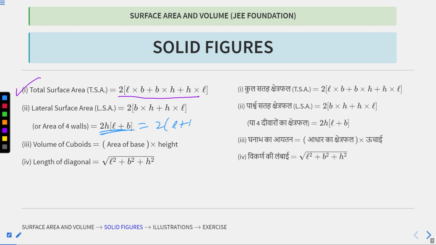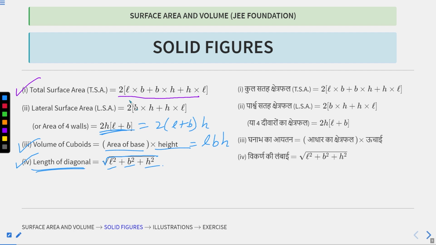Now the volume of a cuboid is area of base times height, or we say LBH. And remember, the length of the diagonal is equal to the square root of L square plus B square plus H square. I hope you are having no difficulty understanding these formulas.